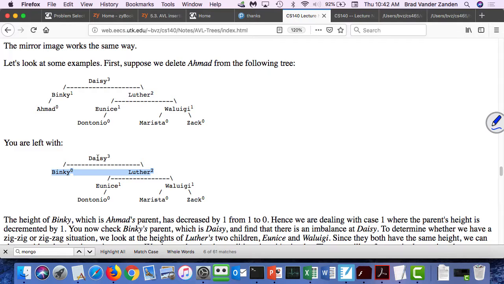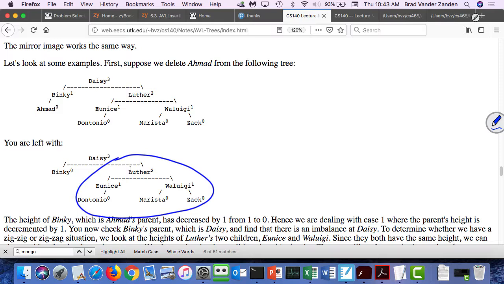Okay? In fact, where the imbalance occurs is on the opposite side of the tree. We delete it from the left side, but the imbalance is now on the right side over here. So we definitely cannot use a mod to determine where the imbalance occurs because we're looking down Daisy's right tree. So what we're now looking at is heights. So first of all, we go in the direction of the imbalance, the tree with the greater height. So the tree with the greater height is Luther, so we go right.